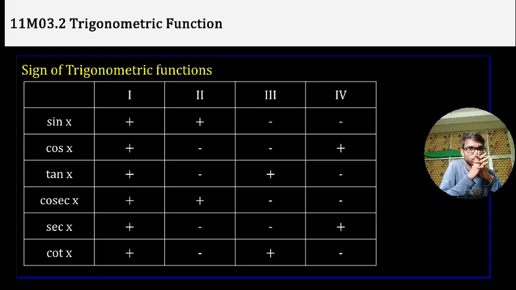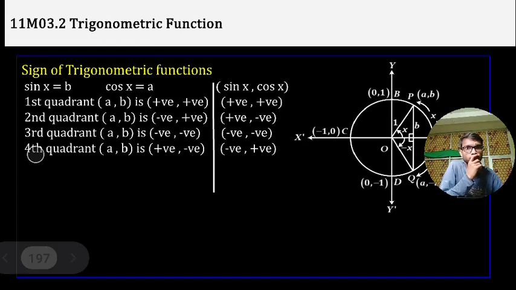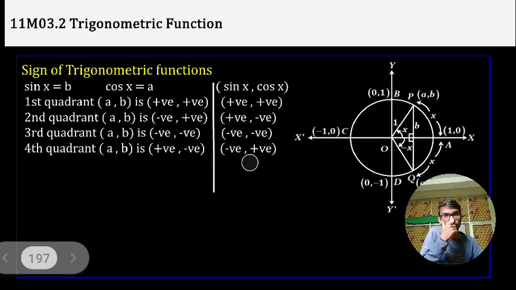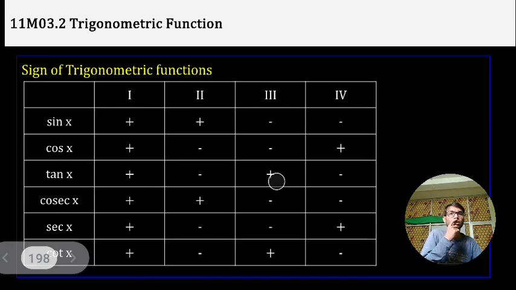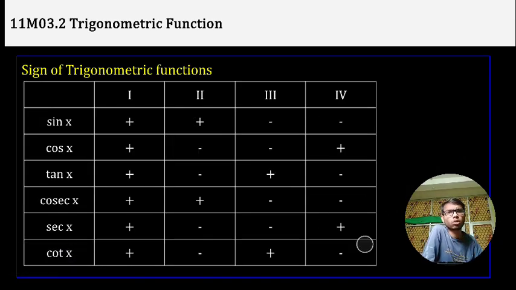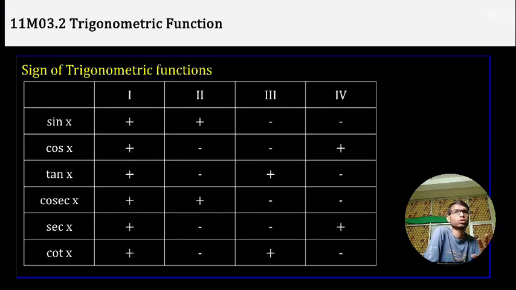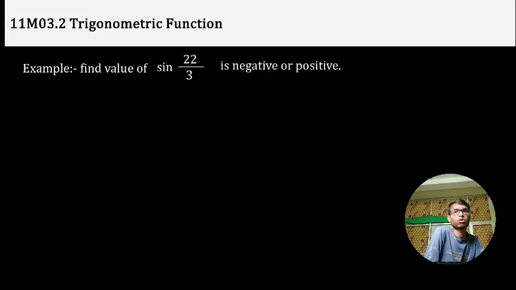Cos is positive, and the reciprocal of it, secant, will also be positive. We are crystal clear about this, the signs of the trigonometric functions.